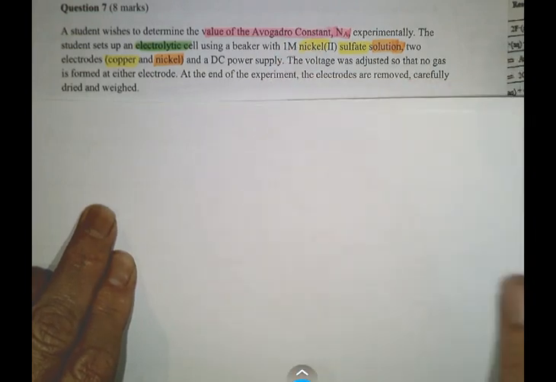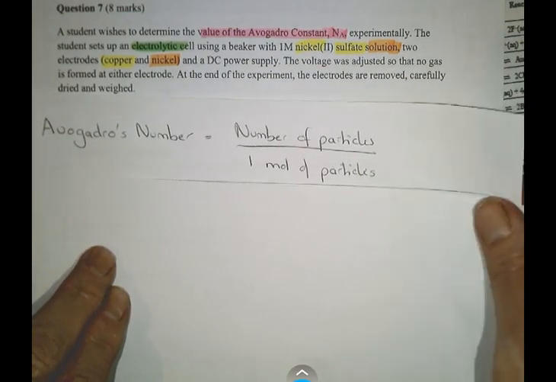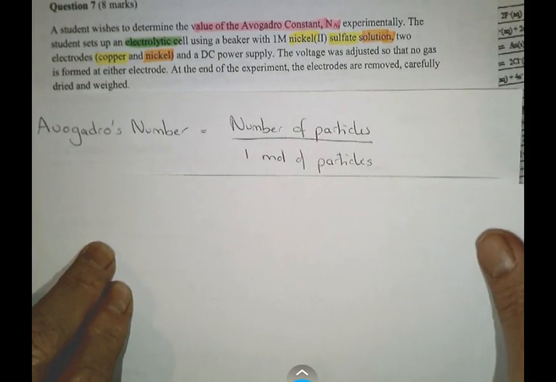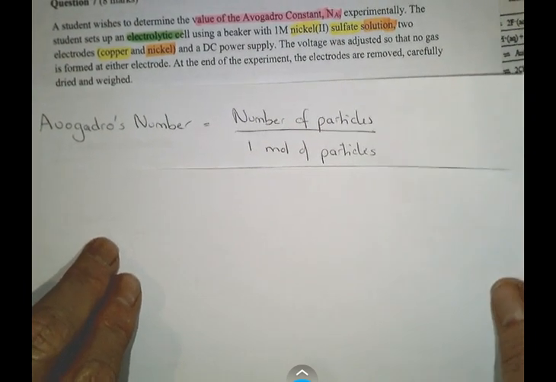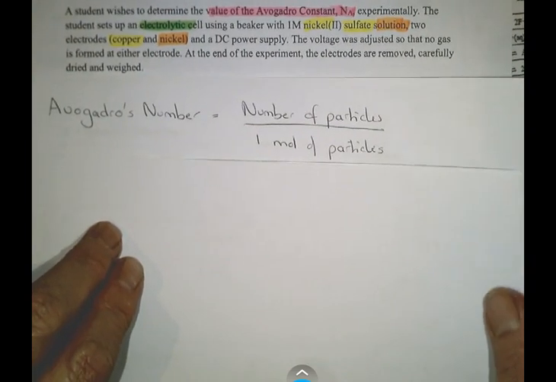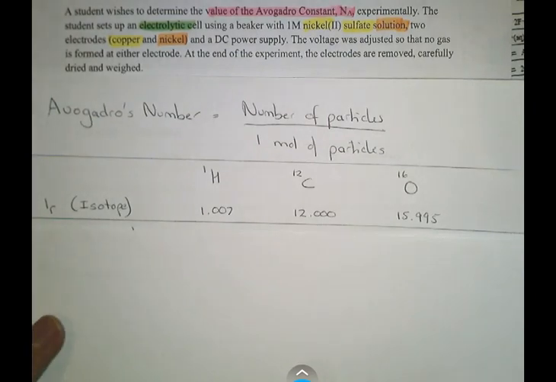So Avogadro's number is the number of particles, a counting number, 1, 2, 3, how many particles are in 1 mole of particles, one group of particles. Okay, so how many particles?